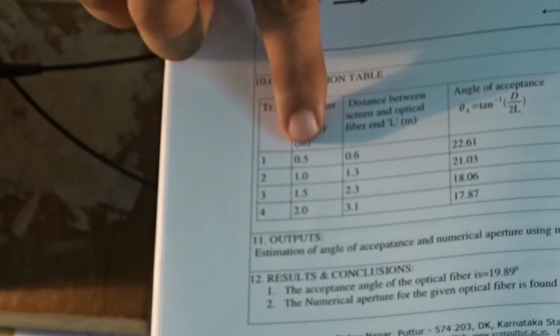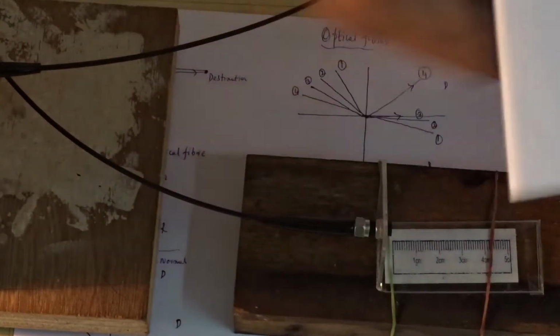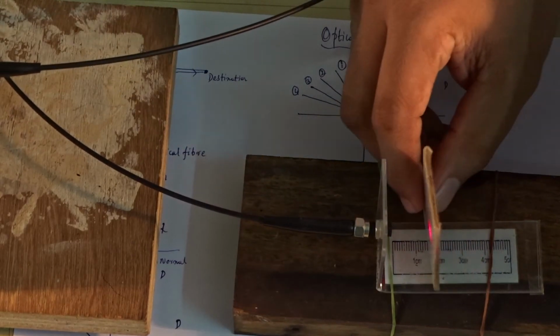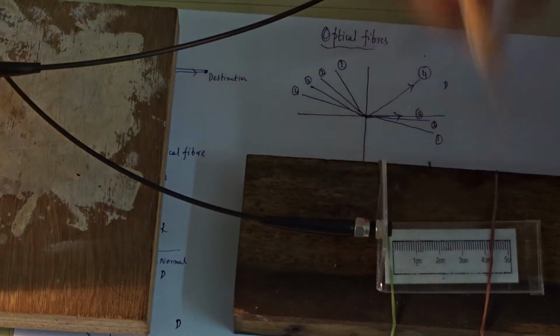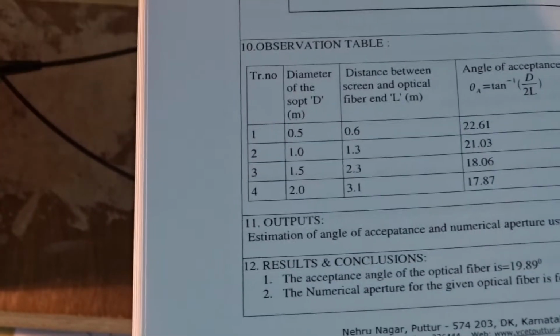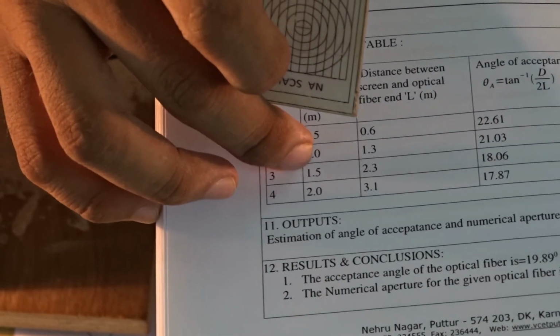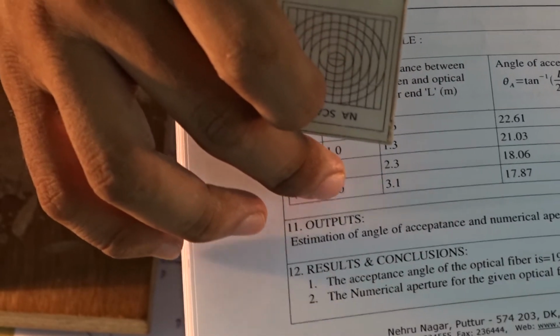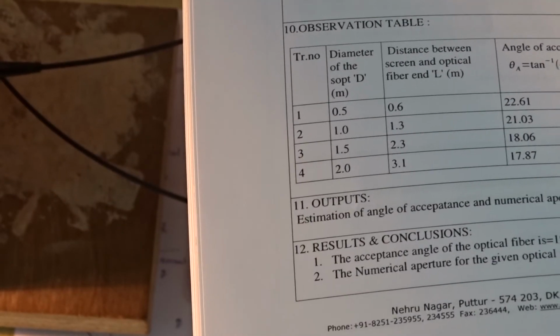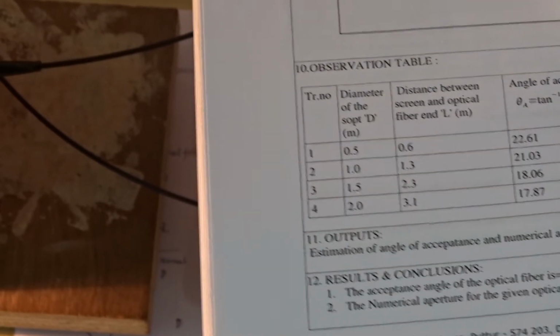For the first circle, I know the diameter to be equal to 0.5. So in the length scale, when I place it at 0.6, this will completely fill the circle. Now I will do it for different circles. Second is 1 centimeter, 1.5 centimeters, 2 centimeters, all these are marked here. At what distance the laser completely covers the area of the circle is what I will take down.